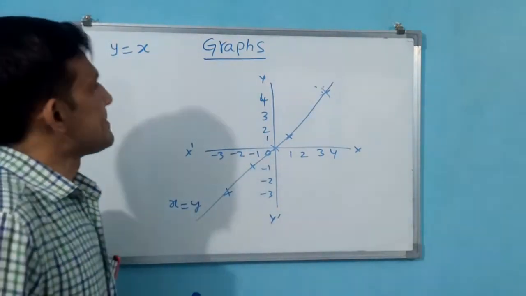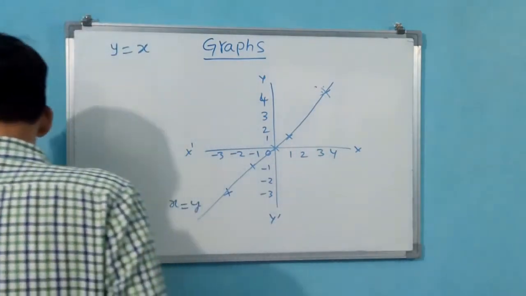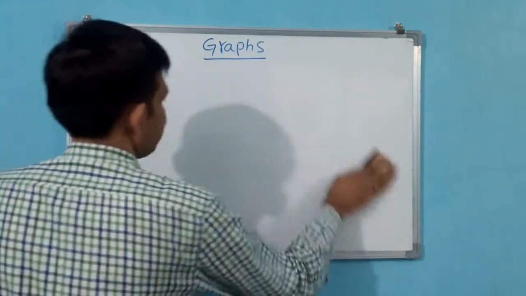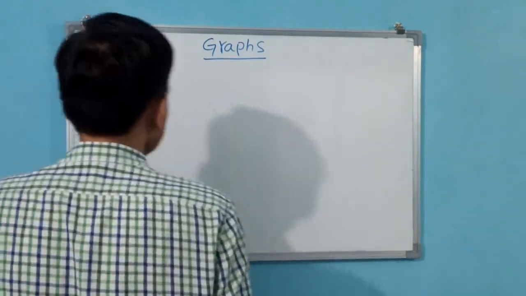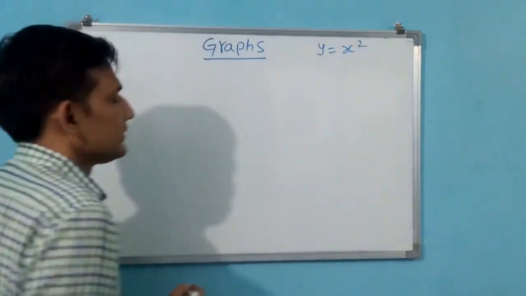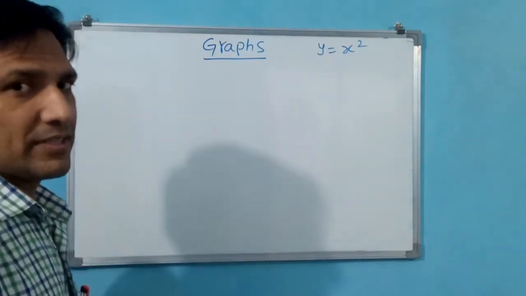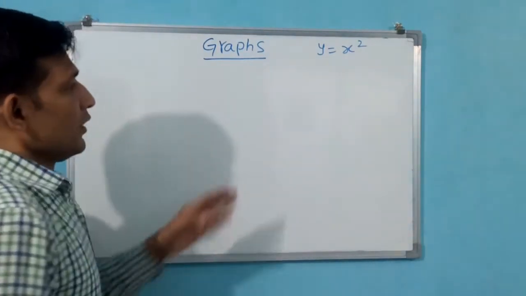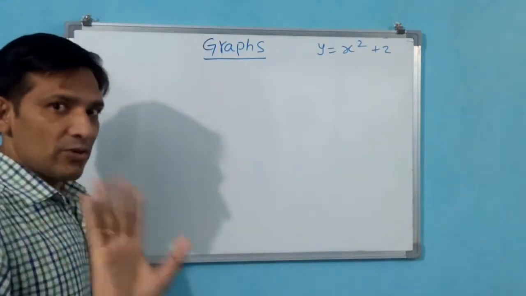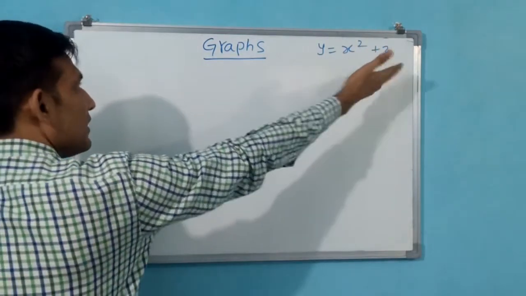Okay, this is one model. Now we go for y is equal to x square. Is it going to touch the origin or not? Definitely it is going to touch the origin. If we add plus 2 here, it is not going to touch the origin. That you have to remember. Okay, we will take it like this only.